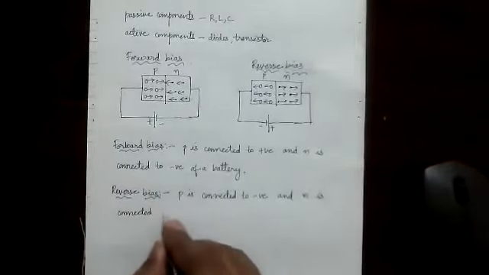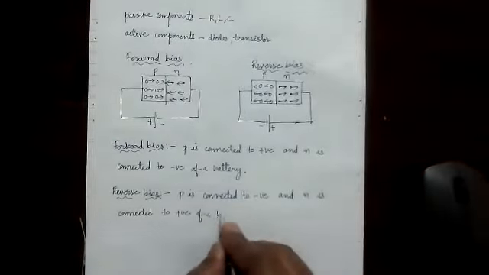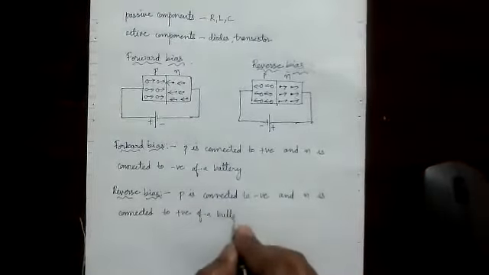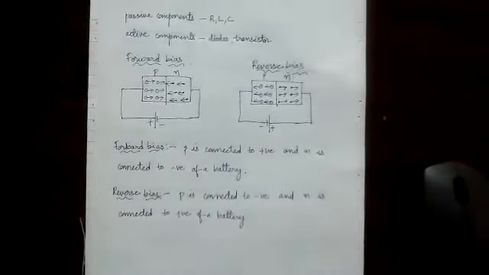N is connected to positive of the battery. So there is said to be a reverse bias. Okay, so here, when you connect P to positive and N to negative, what is happening here? I'll draw the circuit diagram for forward bias and reverse bias. Okay, so the VI characteristic. Before that, let us discuss this one.